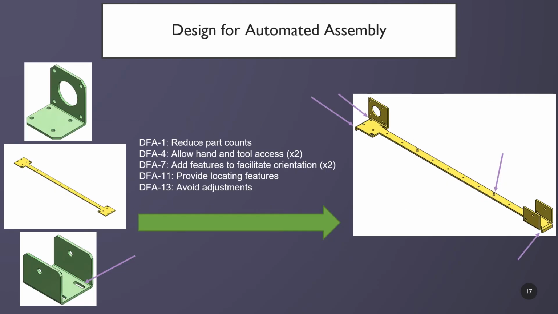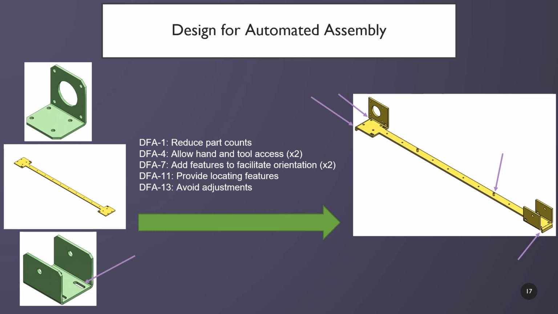Here you can see how the U bracket, L bracket, and linear guide mount all became 1 part. So we utilized the design for automated assembly for reduced part counts, allowed hand and tool access on 2 different parts for the L and U bracket, added features to facilitate orientation on both the end of the L bracket and end of the U bracket to facilitate the orientation over top of the linear guide mount.